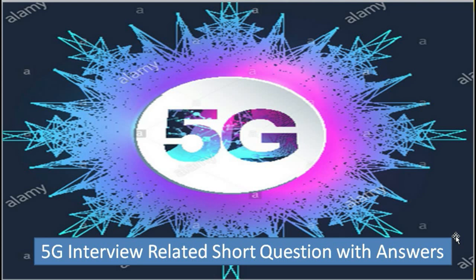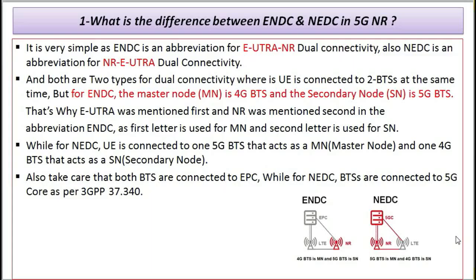Okay, so let's start. Our first question is, what is the difference between ENDC and NEDC in 5G NR? In 5G, what is the meaning of ENDC and NEDC? ENDC is related to EUTRA NR and NEDC is related to NR EUTRA dual connectivity. It is very simple, as ENDC is an abbreviation for EUTRA NR dual connectivity.